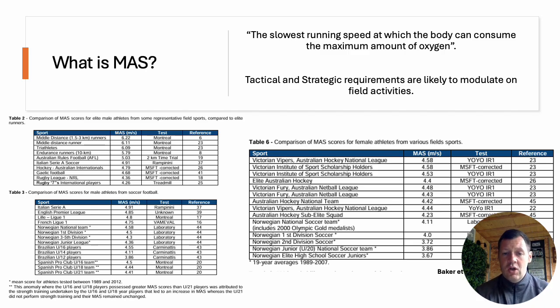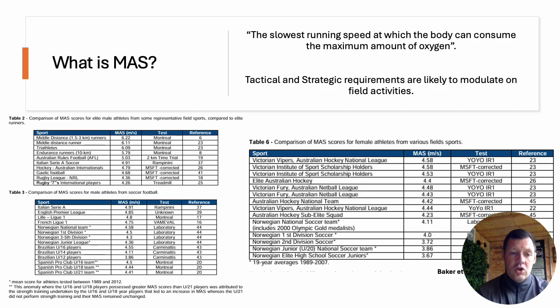And then below I've used a couple of graphs from Dan Baker's research, and basically just looked at different sports, and then we've got the MAS scores on there. So the MAS, maximal speed, which will be an average of what they're covering in the games. They've done a test, and then it's a reference to the paper that they've got that from.